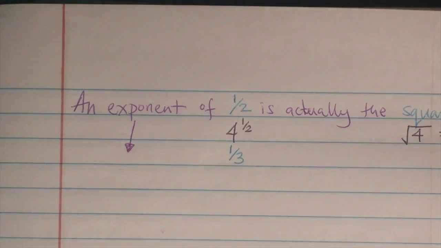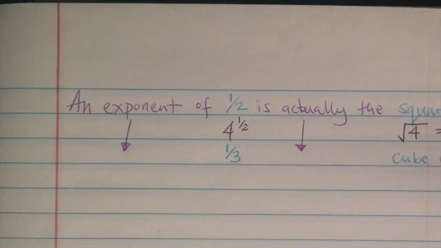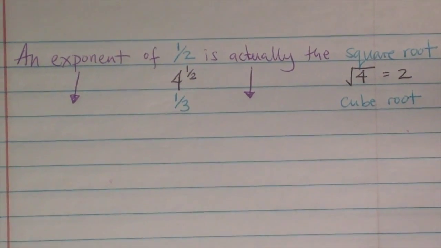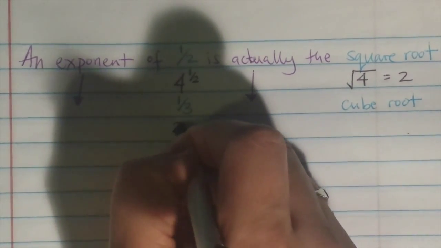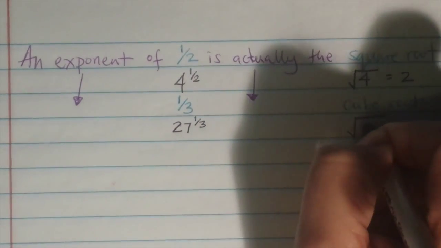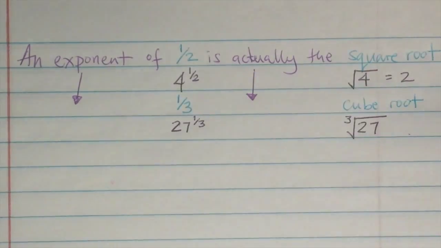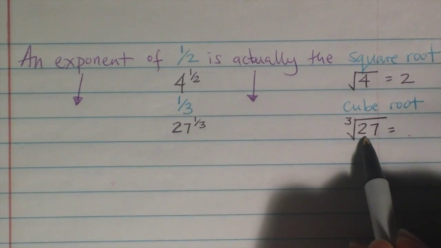An exponent of 1/3 is actually the cube root. So let's take a look at an example. Let's say 27 raised to the 1/3. So we're going to write that as 27, and that's how you write cube root. And what that's saying is, what number multiplied by itself 3 times is 27?